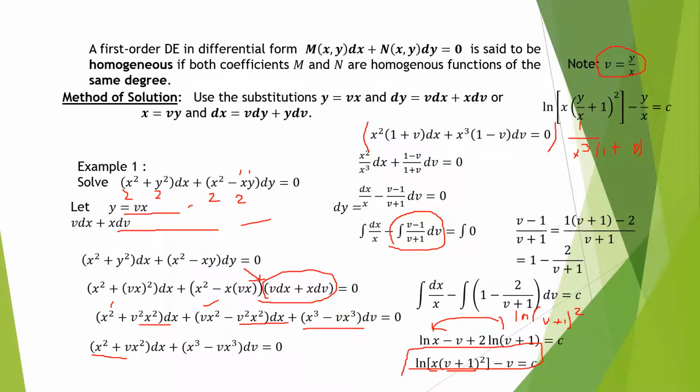b is y over x. So what happens? ln of x times y over x, plus 1, squared, minus y over x, is c. And then further simplifying, this becomes y plus x over x, so the x squared will cancel out with the x there. That gives you ln of (y plus x) squared over x minus y over x is c. This is now our final solution, or the general solution.